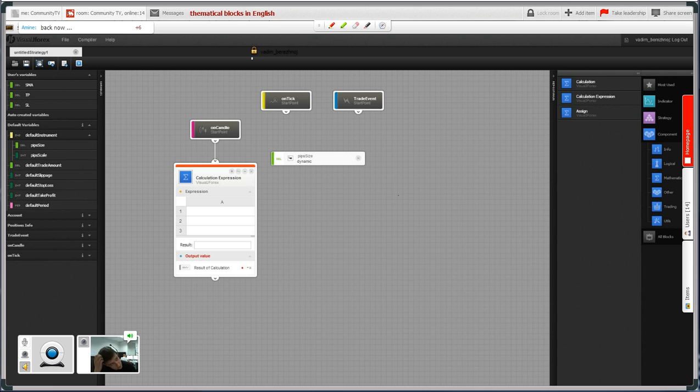Then we will divide these two variables, risk and pip value. In result, we will get stop loss level, not level, just stop loss. Use risk divided by pip value.